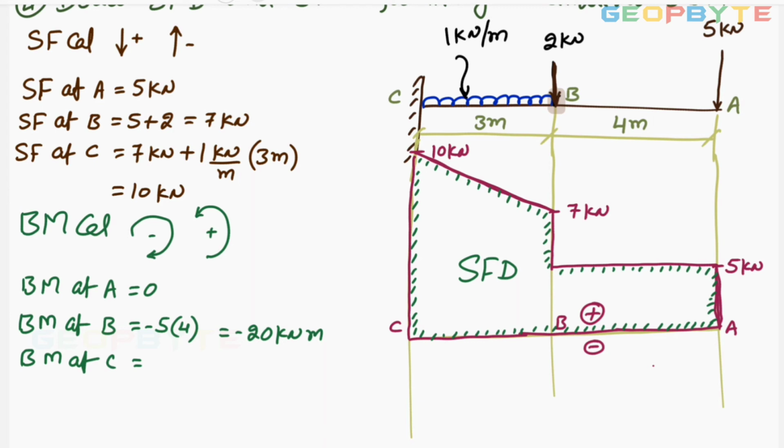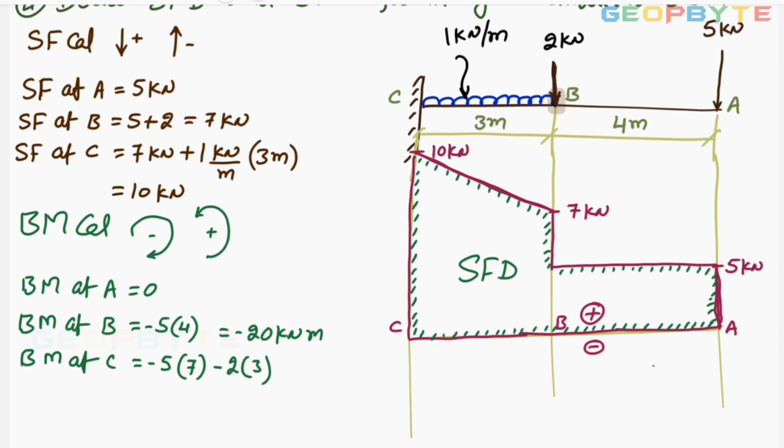Just count how many loads are there before C. Before C, 5 kilonewton point load. That 5 multiplied by distance up to C is developing one moment, minus 5 into 7, because it is clockwise moment written with negative sign. One more point load, 2 kilonewtons. That 2 multiplied by 3 is another moment due to point load, 2 into 3.